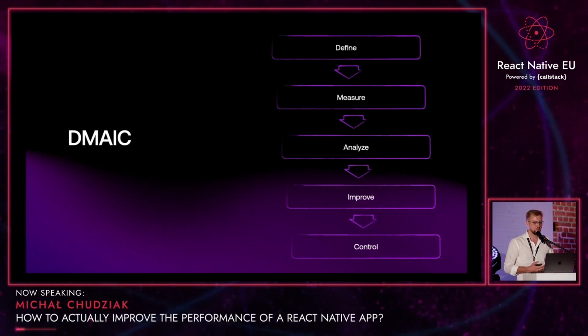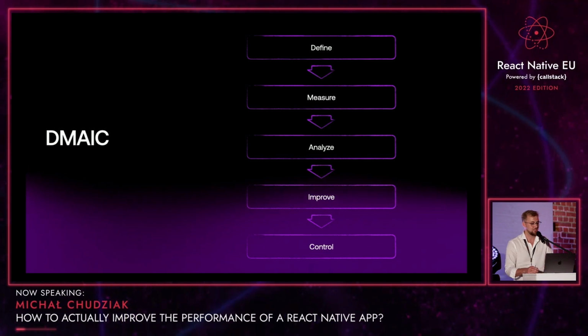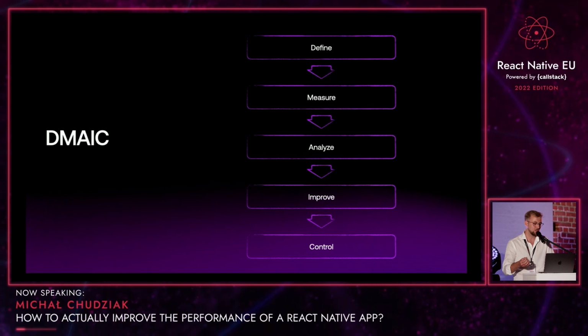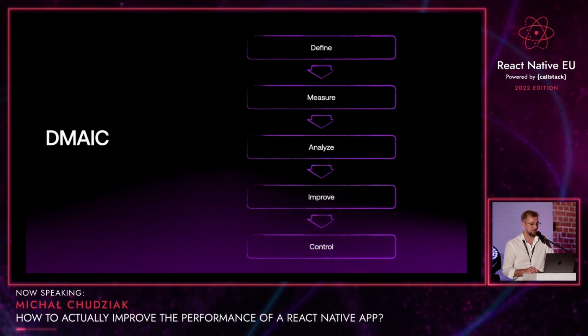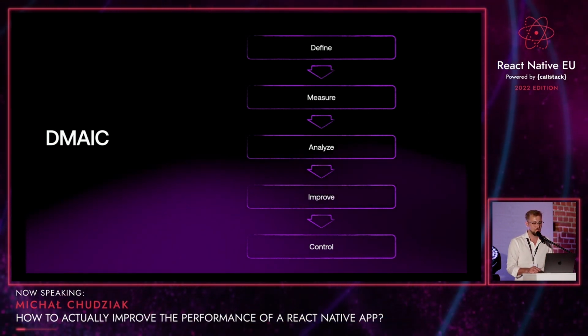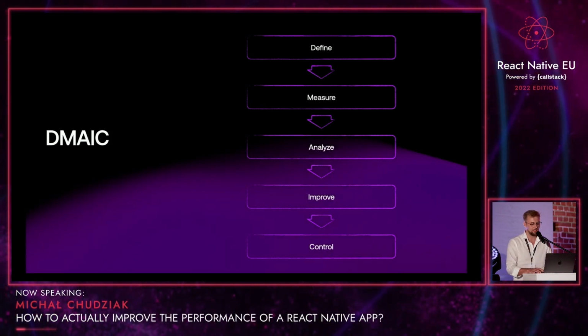So let me present you with the methodology that's commonly used for process improvement or solving business cases, and is very data-driven and well-structured, but what's best about it is that it can be well applied to the optimization of React Native apps. It's called DMAC, and this acronym stands for the first letter of each phase. So let me walk you through each phase and show you how I usually apply it to React Native.